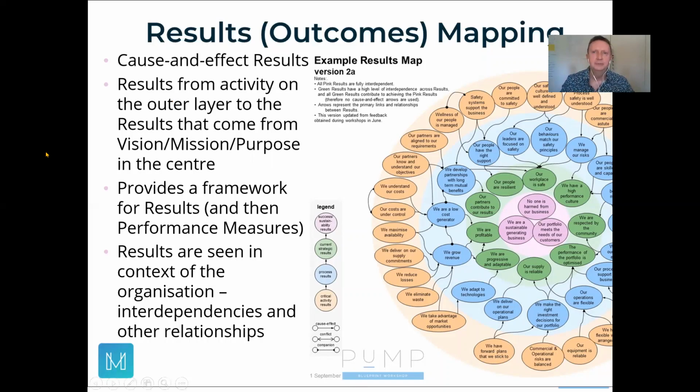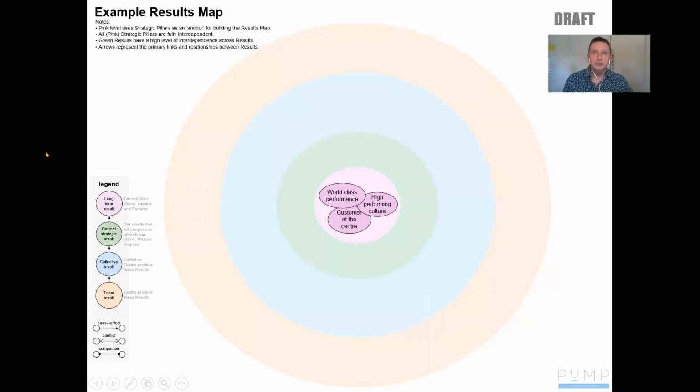So here's an example. This is an organization I worked with. The team that I worked with were part of a transformation program, and they were a group of subject matter experts brought together to develop a performance measurement framework. And when we had to develop the framework, we said, what's in the center of that framework? And this is what we had.